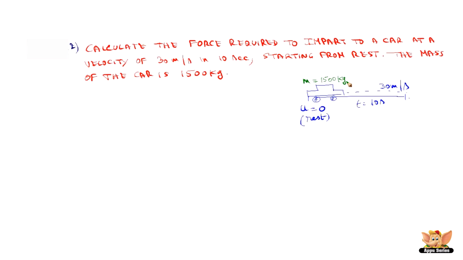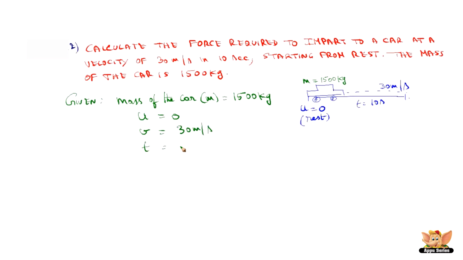Let's find what is the force that is required for the car to acquire a velocity of 30 meters per second. So given mass of the car M is equal to 1500 kg, and because it is starting from rest, initial velocity U is equal to 0 and it acquired a velocity V, which is 30 meters per second in time 10 seconds. We need to calculate the force, and from the second law, force F is equal to mass into acceleration.